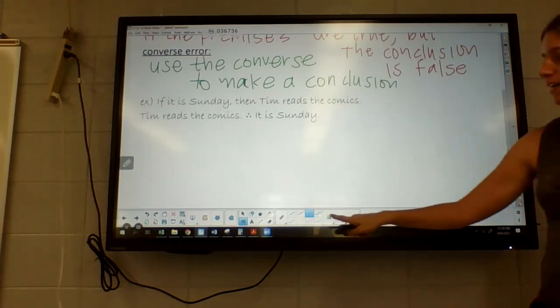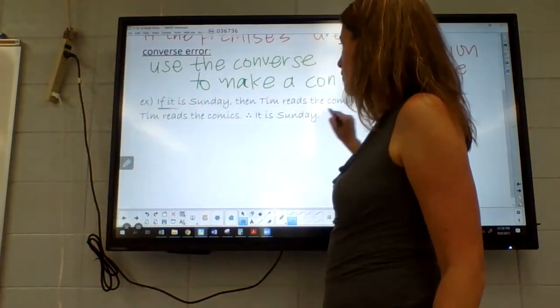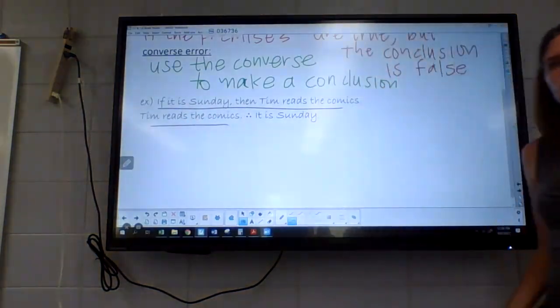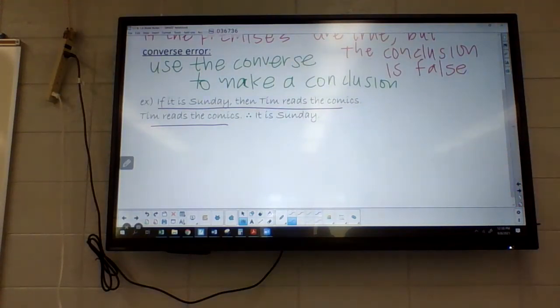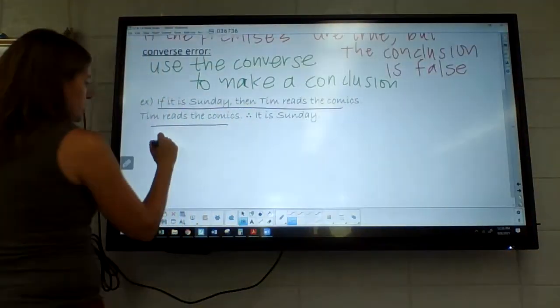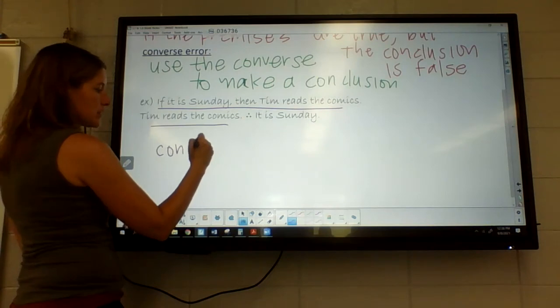So this is kind of saying, all of these things are true. That's all true. I'm not saying that's a lie. So if it's Sunday, Tim reads the comics, period. Let's stop there. That all sounds fine. We cannot necessarily conclude that it is Sunday. The reason they're concluding that is the converse of this statement. So let me just remind you guys of what the converse is.